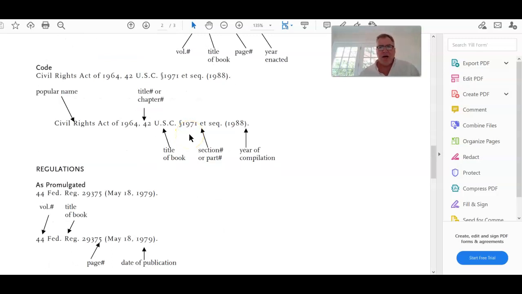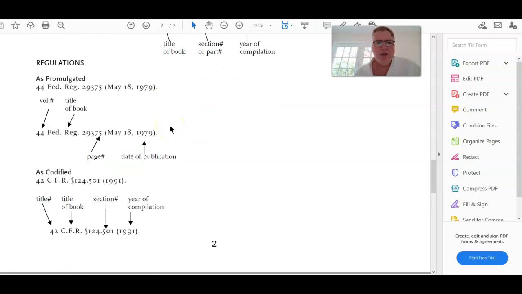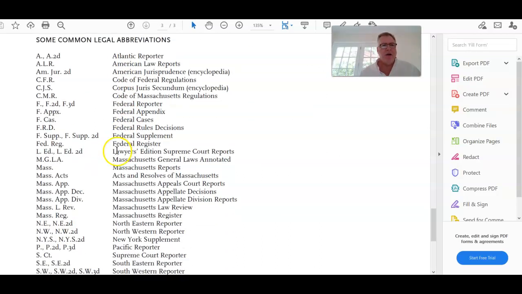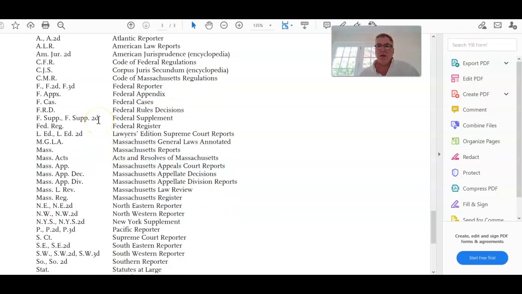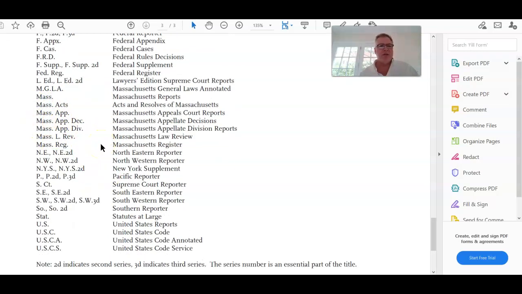I don't know what kind of practice you're going to be doing. You may be using some of these regulations. There are hundreds of publications each throughout the country. Obviously, each state has its own reporters and so forth. So there are hundreds of abbreviations. You can get down here. It just shows you some common legal abbreviations. It gives you most of the Massachusetts abbreviations for Massachusetts courts and statutes and so forth.